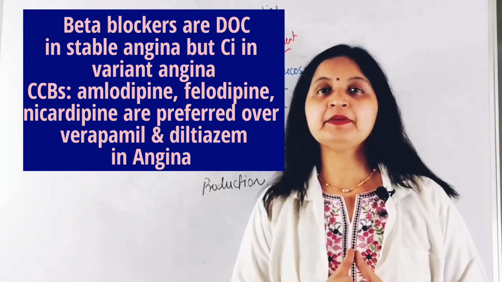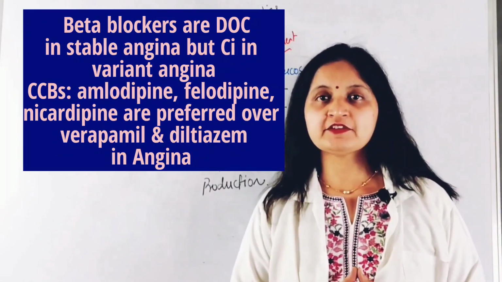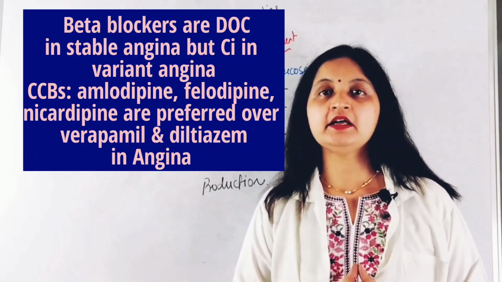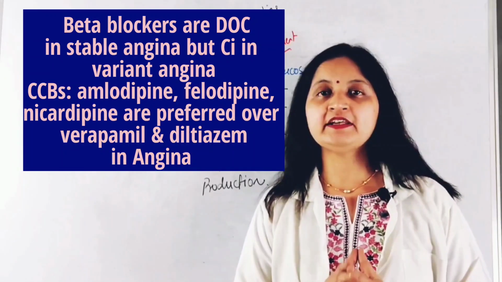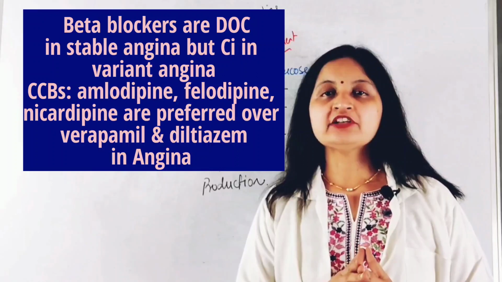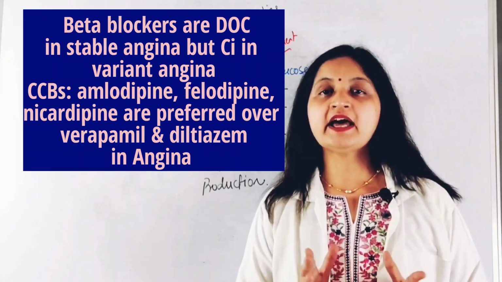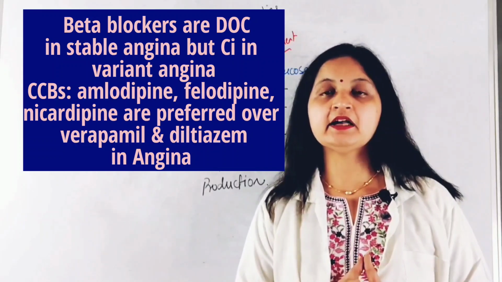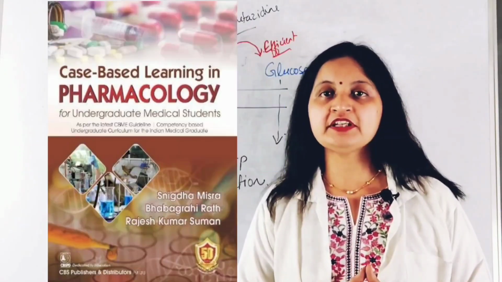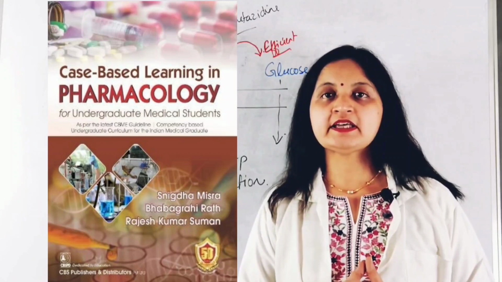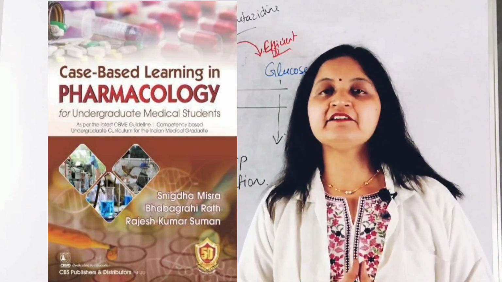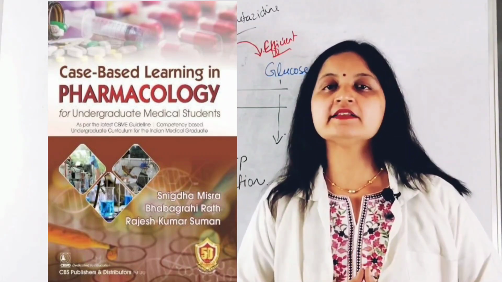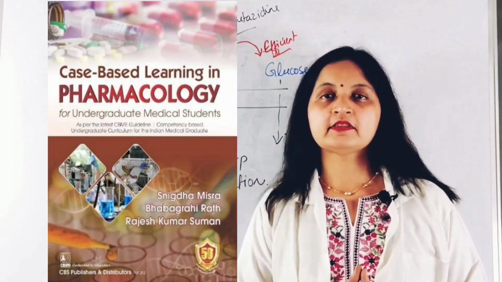To summarize, beta blockers are the drugs of choice for the treatment of stable angina but are contraindicated in variant angina. In calcium channel blockers, the dihydropyridine group of drugs such as amlodipine, benidipine and nicardipine are preferred drugs for the treatment of vasospastic angina and are equally effective in the treatment of stable and unstable angina.